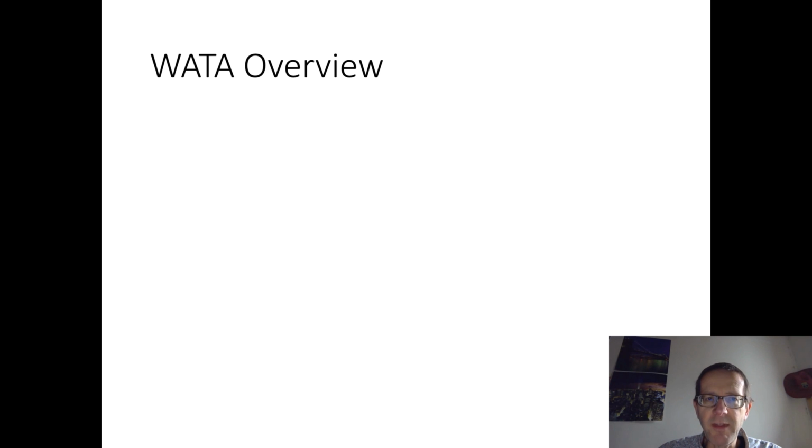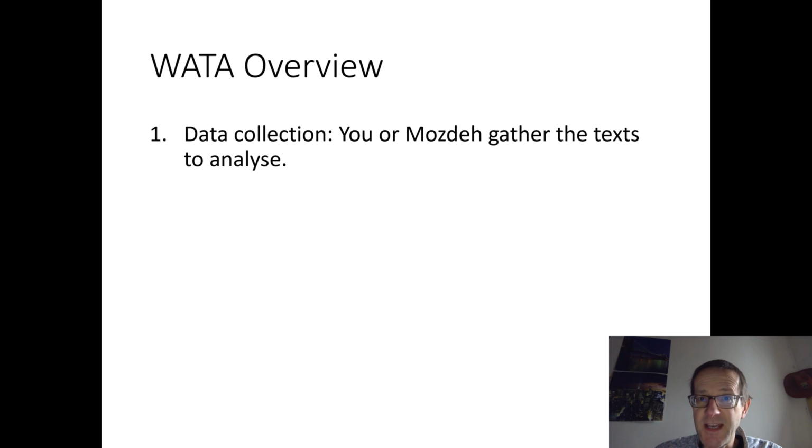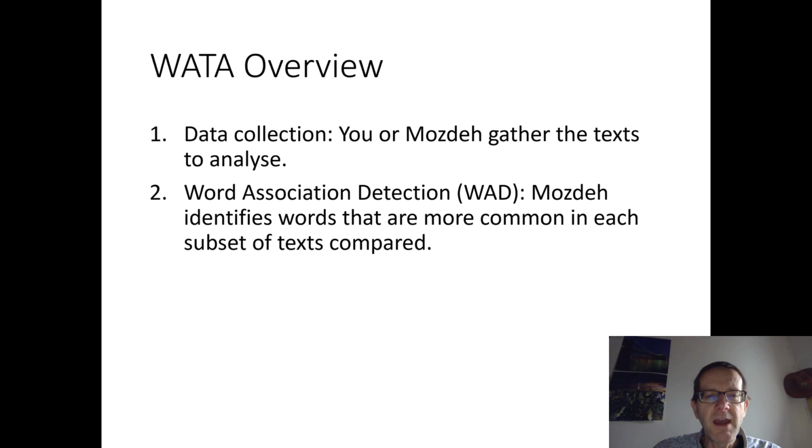Okay, overview of the word association thematic method. So step one is the data collection. So either you collect the text or you get Mozdeh to collect the text. So Mozdeh will get them from Twitter or YouTube, including the Twitter academic research program that's just opened. And stage two is word association detection. So this is the automatic processing stage. Mozdeh will identify words that are more common in each subset of the text that's compared.